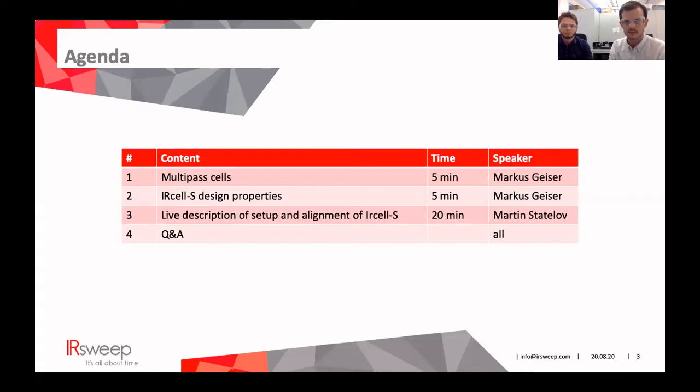So the first 5 minutes will be a bit general about multipass cells, the history, the purpose, and what are important design parameters. Then how we think we achieve that with the IRcell-S, and then of course we go over to the main part, the live demo, which will first show you the products themselves, the two sizes of the IRcell-S, then go over the setup and the individual components so that you get a feeling how we set up here and also what we recommend, how to set up the multipass cell, do fringe analysis, and then also show you the setup of the cell from scratch.